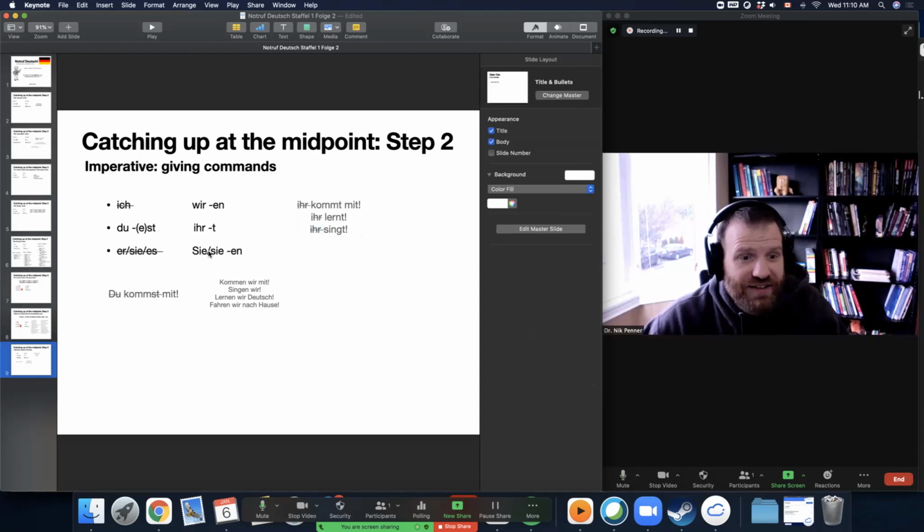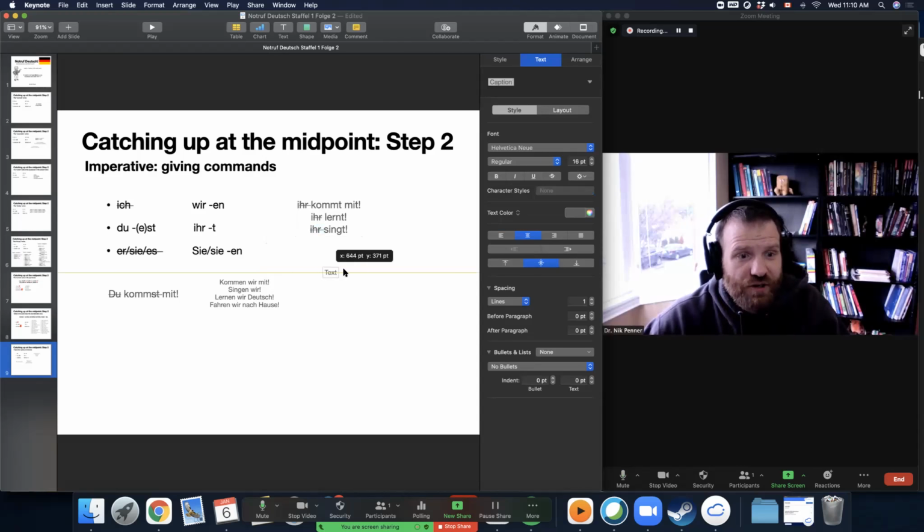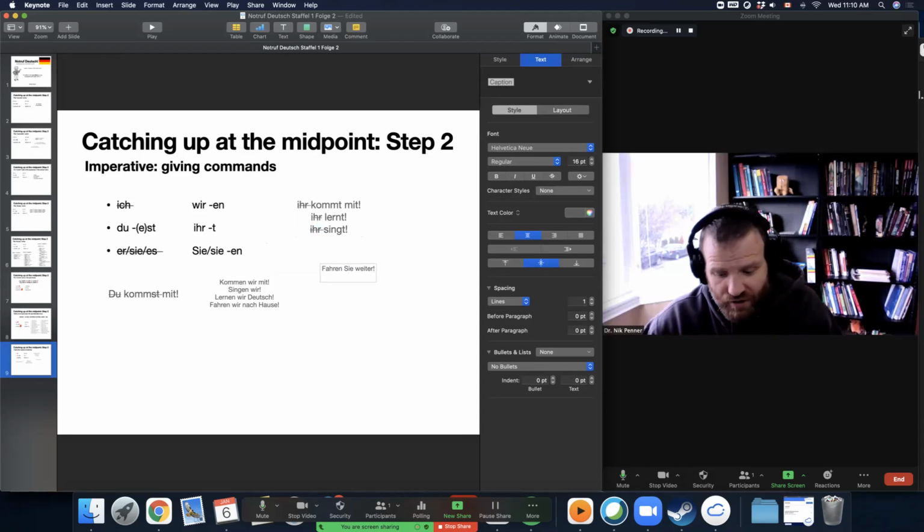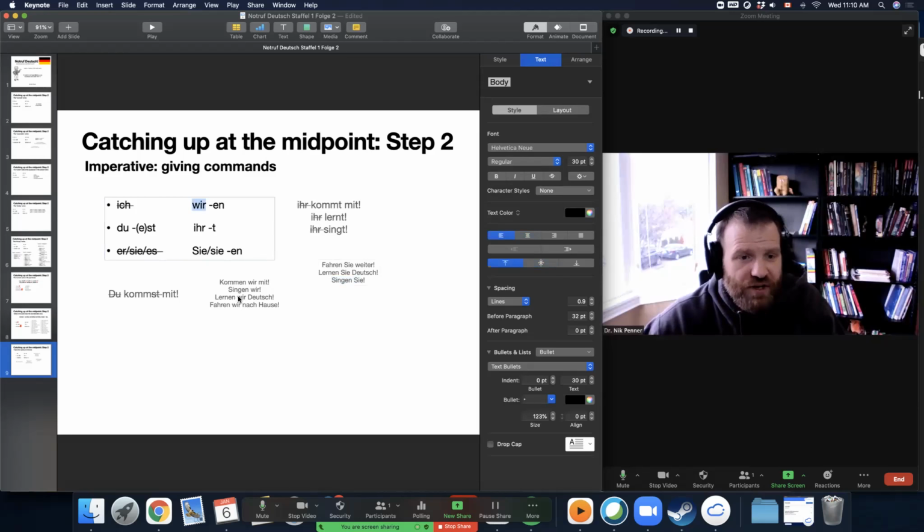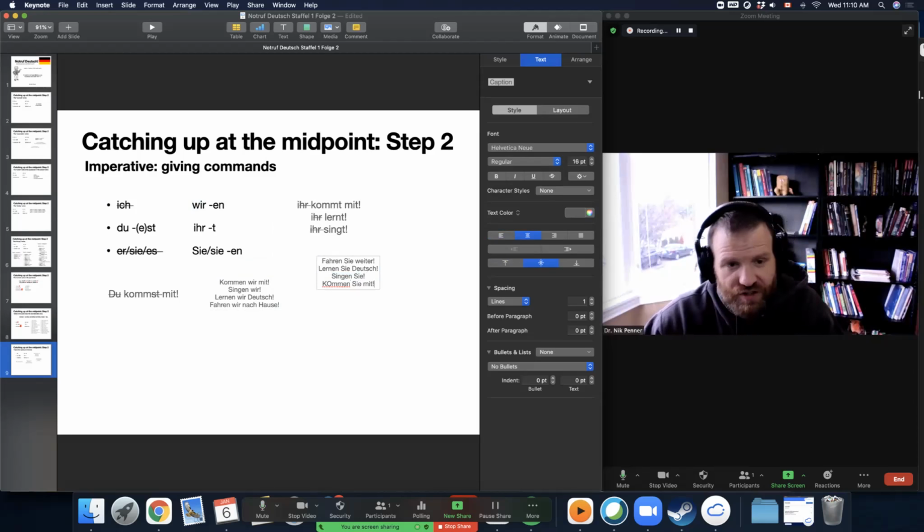And then Sie is the easiest one of all, because you don't even change anything. Fahren Sie, drive. Fahren Sie weg, drive away. Fahren Sie weiter, keep driving. Lernen Sie Deutsch, learn German. Or singen Sie. See? Super easy. You just keep the same form, but you reverse Sie. So essentially it works like the wir imperative. So kommen wir mit, kommen Sie mit. Kommen Sie mit. And that's it.